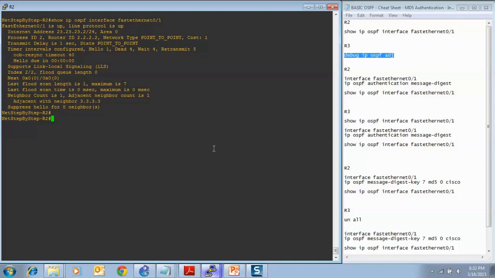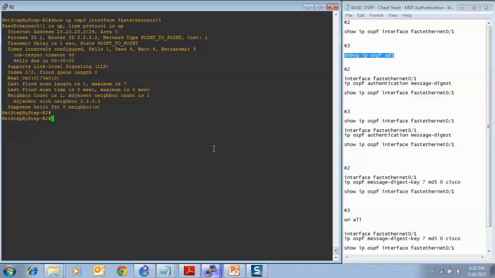Message digest authentication is a cryptographic authentication. A key or password and key ID are configured on each router. The router uses an algorithm based on the OSPF packet, the key, and the key ID to generate a message digest that gets appended to the packet.